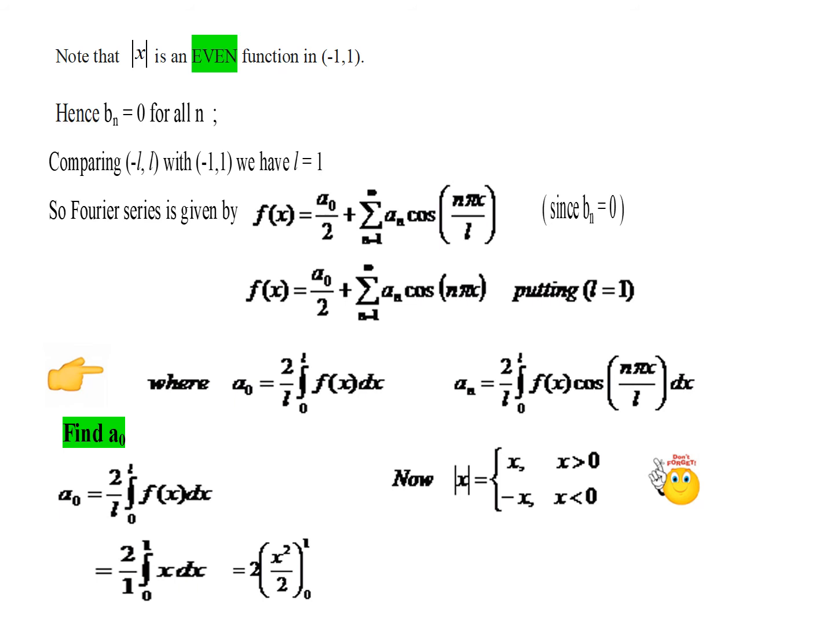And of course, it's a simple integration. X, when we integrate, we have x squared by 2. Now apply the limit: 2 into 1 minus 0, divided by 2, the answer is 1. Hence, the value of a naught is 1.